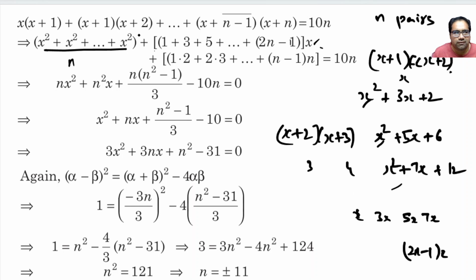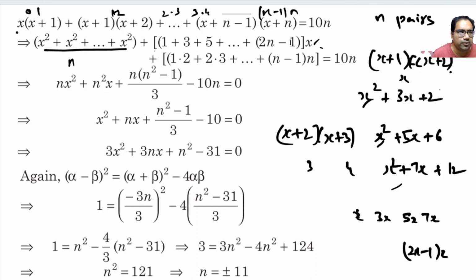Now, what will be the other one? Finally, for the constant terms, in the first one we'll get 0 into 1. From the second one we'll get 1 into 2. The third one gives 2 into 3. The fourth one gives 3 into 4. Similarly, the nth one is n minus 1 into n.